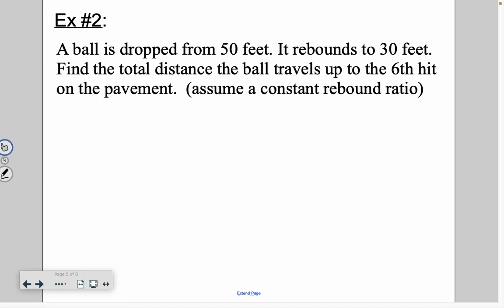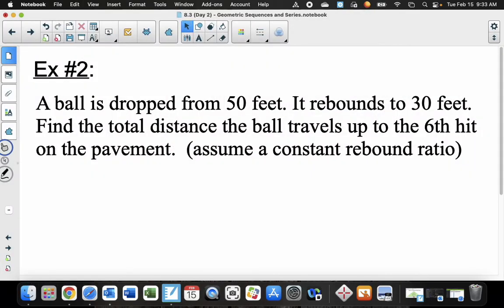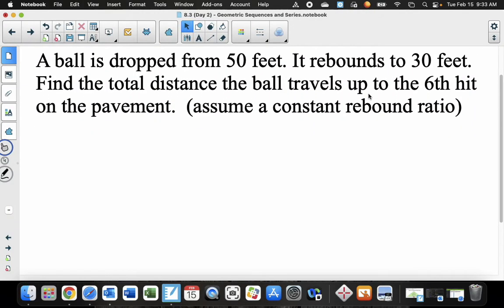If you notice in this problem, you take a ball and you drop it from 50 feet, it rebounds to 30 feet, and we're going to try to find the total distance that the ball travels up to the 6th time it hits the pavement, assuming that the rebound height is a constant ratio. We have to kind of assume it in order to fit with what we're doing. First, I'm going to start with just a picture of what's happening, so we can refer back to it. Then we'll go to the geometric sequence side of things.